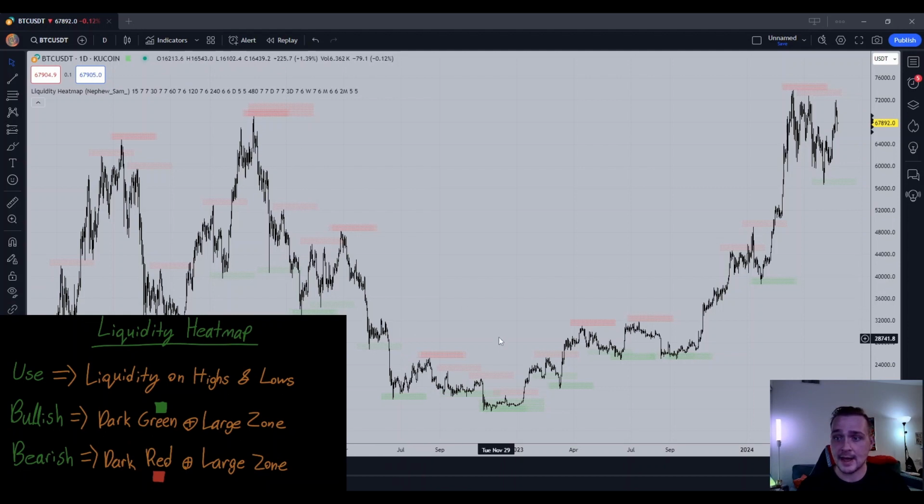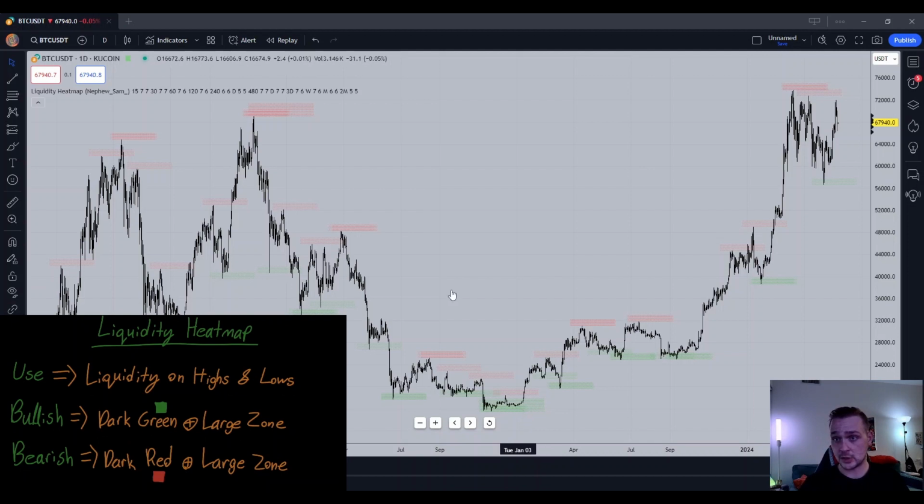On the flip side of that, if we go to Bitcoin's all-time lows, we can see there's a lot of green, and it gets dark down here. Makes a lot of sense. So to summarize, for shorts, we're going to be looking for these zones that are dark red like that. And for longs, we're going to be looking for these green zones, the darker the better.